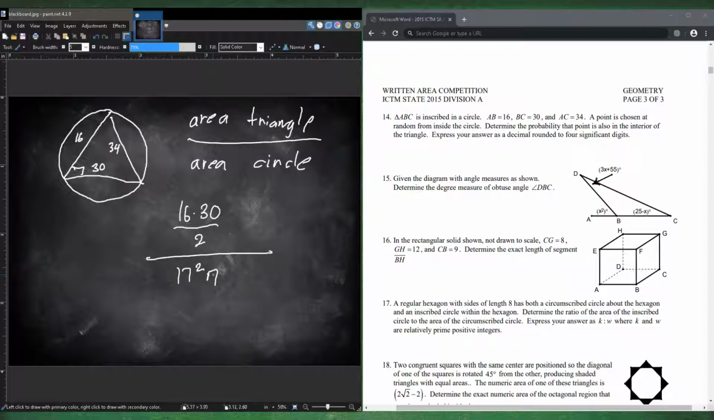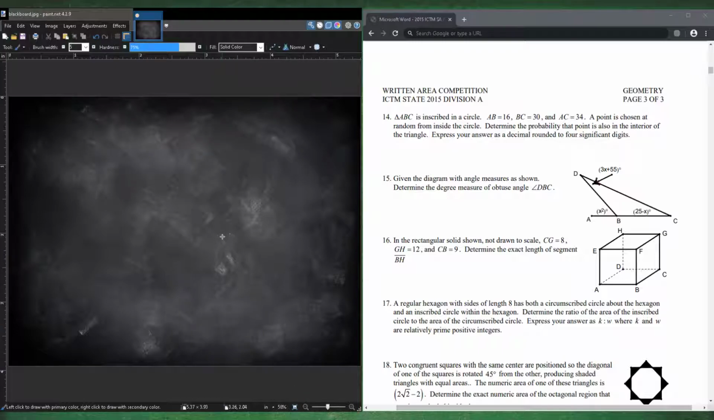So using our calculator to find it, we have 16 times 30 divided by 2 divided by 17 squared, and then divided by pi, and we should get a probability to four significant figures of 0.2643. And that is your answer for number 14.